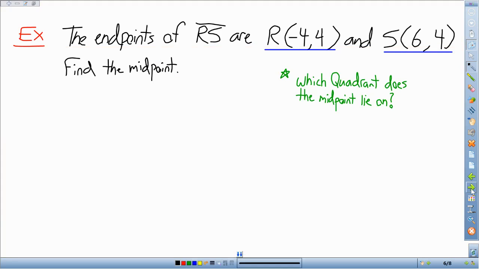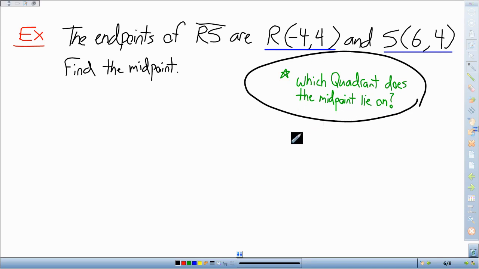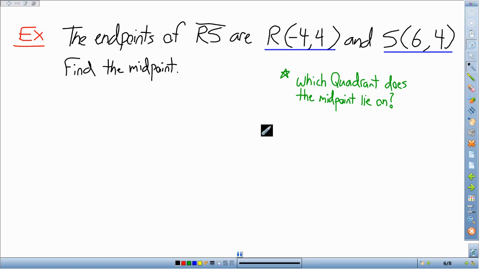Okay, so let's see where we're going. Kind of leading to what I was just saying, they're asking us to find the midpoint of segment RS on this problem, and they're just giving us the endpoints. That's it. All right, and then there's a little bonus question. We'll get to that. Which quadrant does the midpoint lie on? We'll answer that at the end. Okay, so yeah, go ahead, take a minute, copy these directions. We'll try this together.